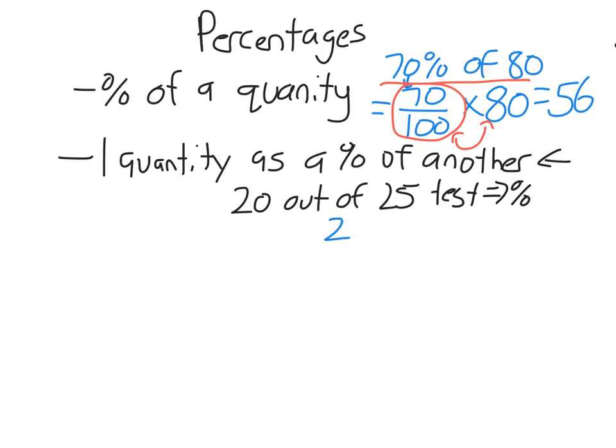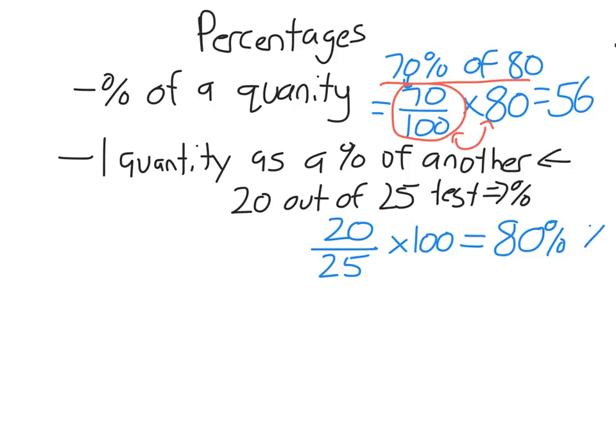So it's first quantity divided by second quantity times 100. Put that on your calculator, you get 80, the answer is a percent. So if you get 20 out of 25 in your test, you will get 80%. So make sure you know the difference between this type of calculation and this type, because people mess them up all the time.